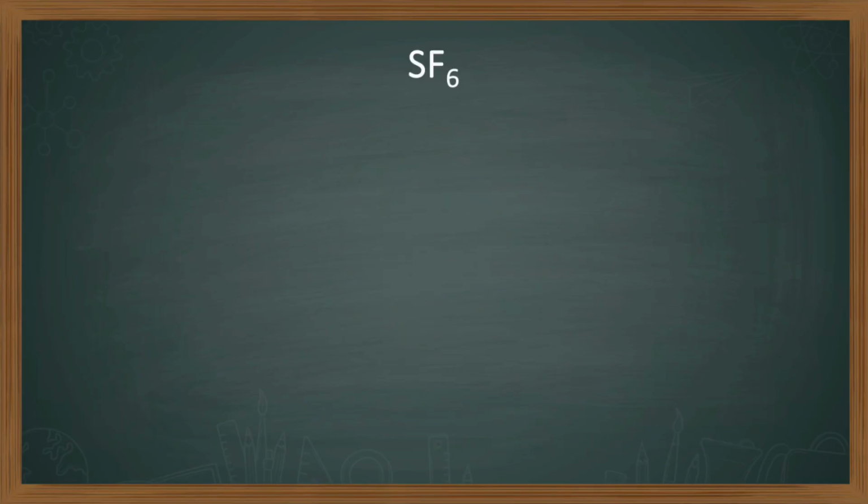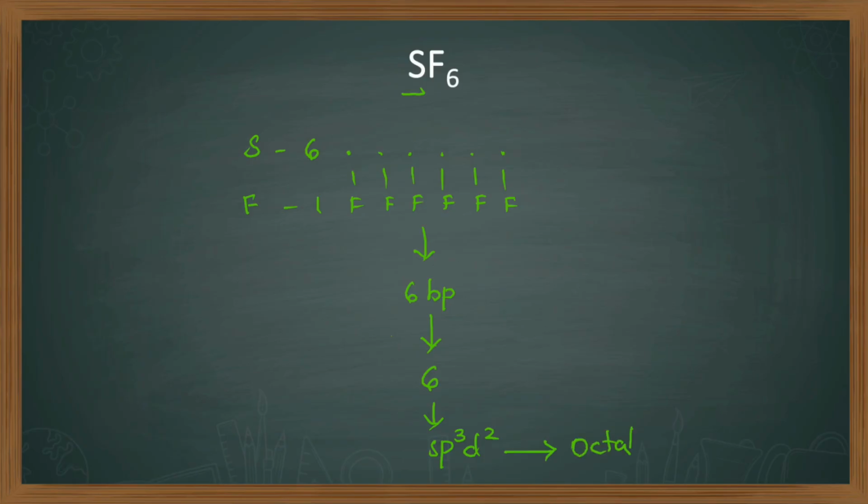The next example, SF6. Here sulfur is the central atom, 6 valence electrons. Draw 6 dots. Fluorine, 1 is the valency, so one line with one electron. So a total of 6 bonded pairs, no lone pair. Steric number is 6, leading to sp3d2 hybridization. Since there is no lone pair, no distortion, perfect octahedral shape. These are examples where we don't have any lone pairs.